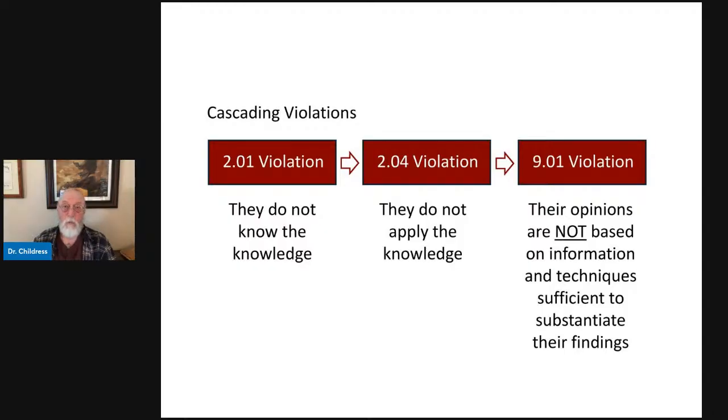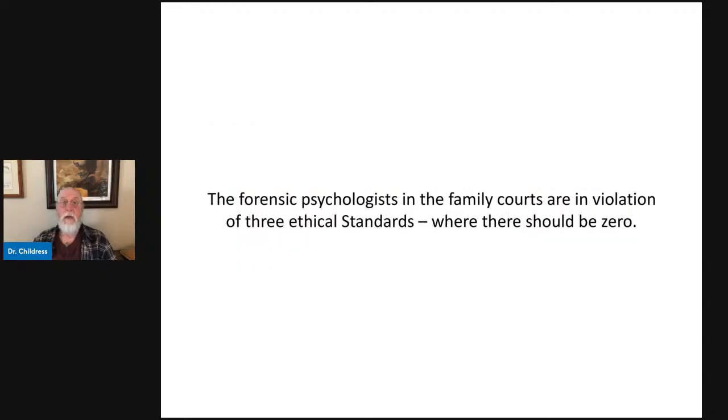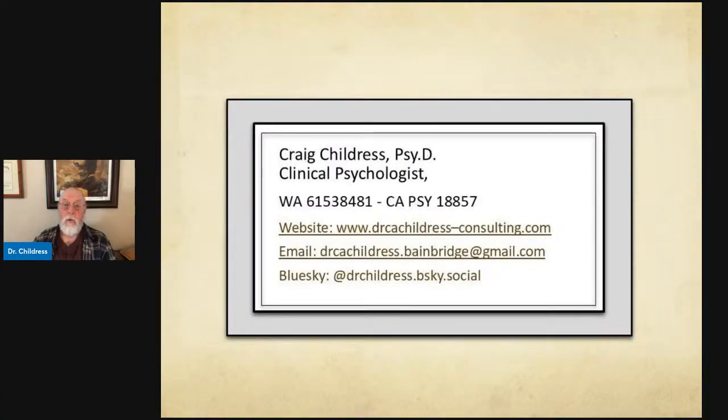And so the court should not rely on those opinions because they're not based on information and techniques sufficient, and the psychologist involved is unethical. They've violated multiple ethical standards of the APA Ethics Code. The forensic psychologists in the family courts are in violation of three ethical standards where there should be zero. So with that, that's the description of the ethical violation of Standard 9.01.